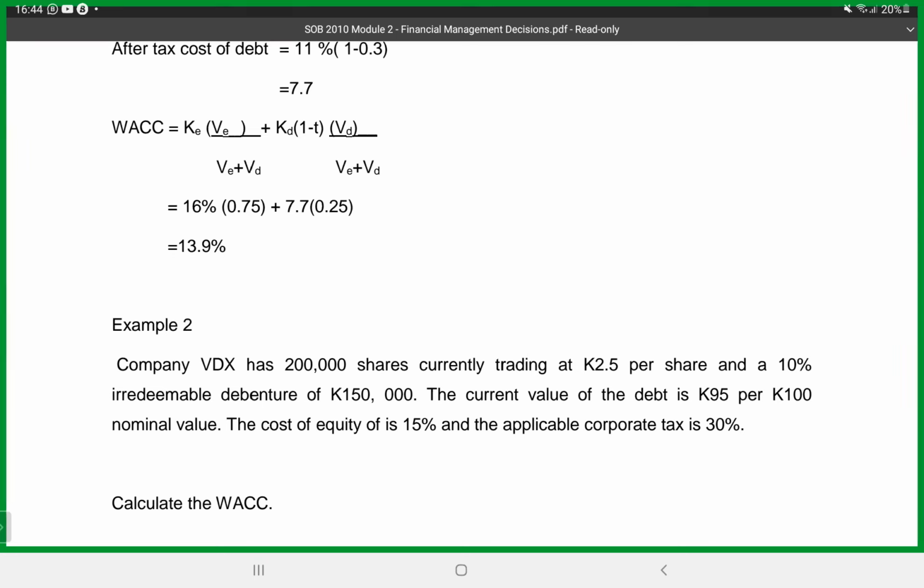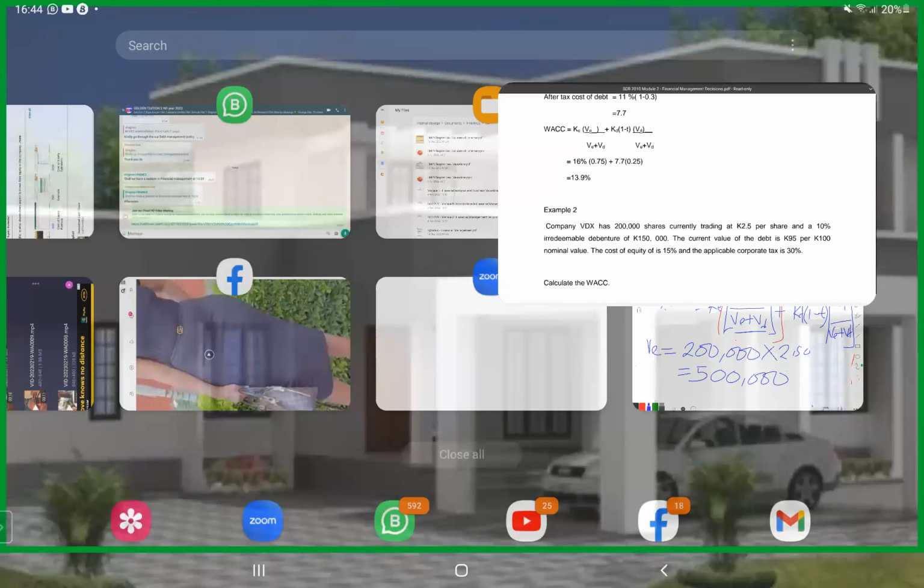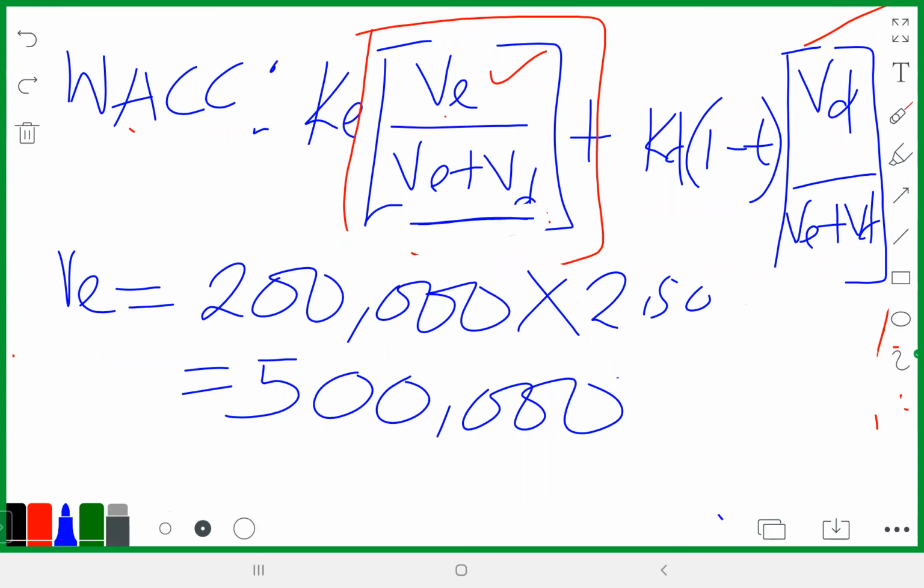To start with, we are calculating VE, which is the value of equity. To know the value of equity, we multiply the number of ordinary shares by the price per share. The price per share is 2.15, multiplied by 200,000 shares. So we found 500,000 as the market value. Is that clear? Yes. Okay, we have seen the VE.